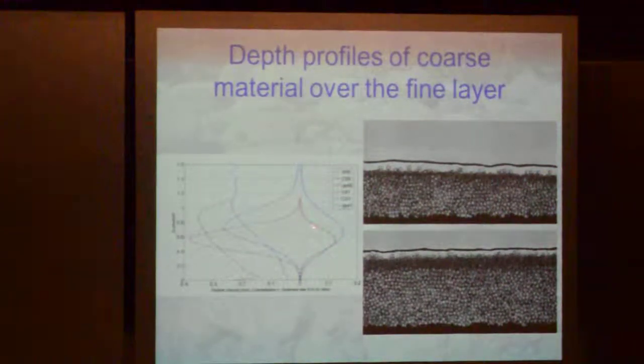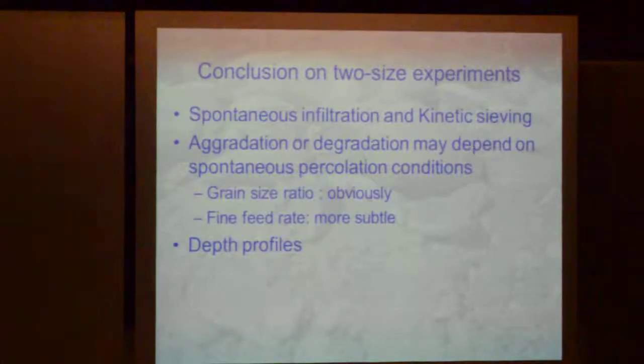I mean, this is the concentration, or the solid fraction if you prefer, and this is the velocity profile for the 41%, and of course you have a much higher velocity. But between the degradation and the aggradation, the depth profiles typically are not that different, whereas between the very low feed and the high feed, it's different. Okay, conclusion: two sides of the experiments.